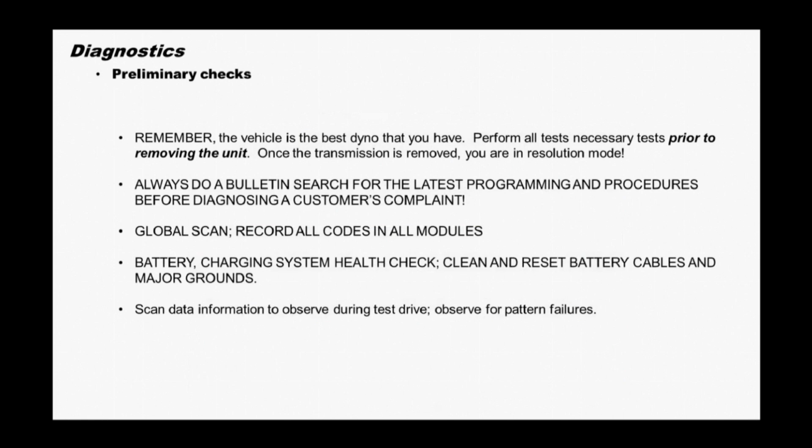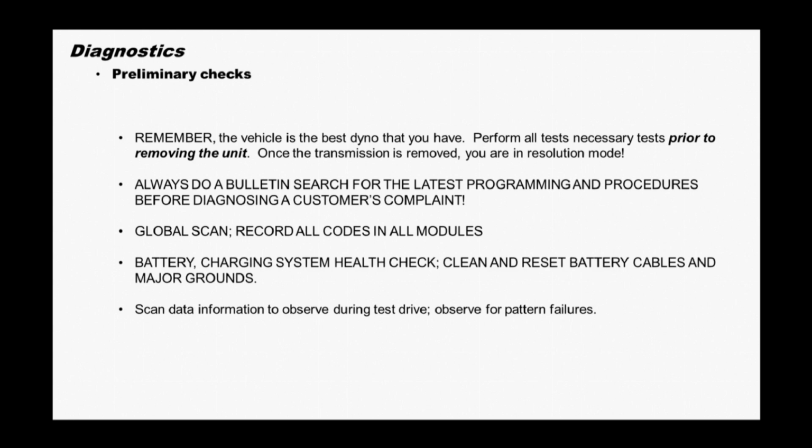Always, and I repeat, always do a bulletin search for TSBs and ATRA bulletins. I also like doing a quick Google search and seeing what comes up. Many times the Google search has pointed me in the right direction quickly, along with the ATRA bulletins and TSBs. Make sure you focus on the customer's complaint first and also inspect the vehicle for other concerns.